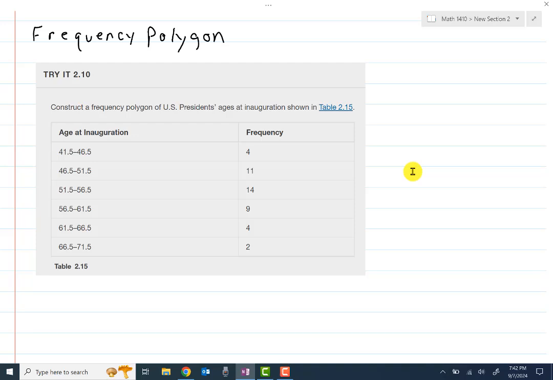Now this time you're told to find a frequency polygon, and they've given you a table. If you wanted to, you would be able to use this table to create yourself a histogram right on the spot. But a frequency polygon is a slightly different type of graph. It doesn't use bars, it just uses points. And in fact, what we do here is we create a new column called the midpoint.